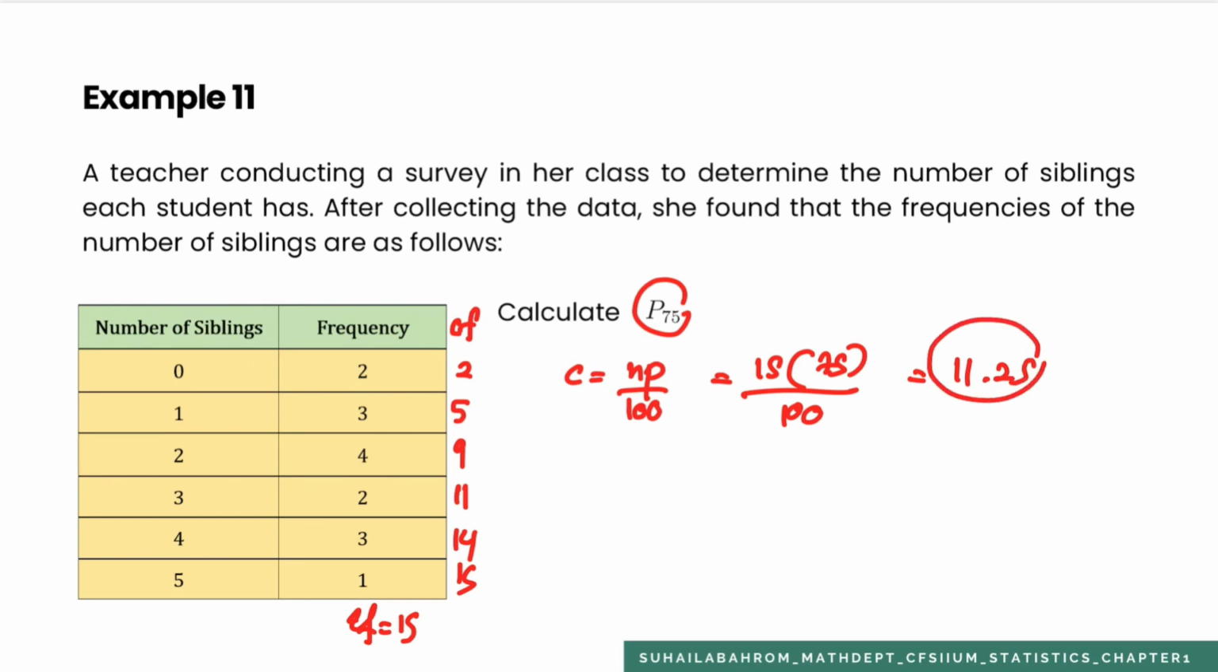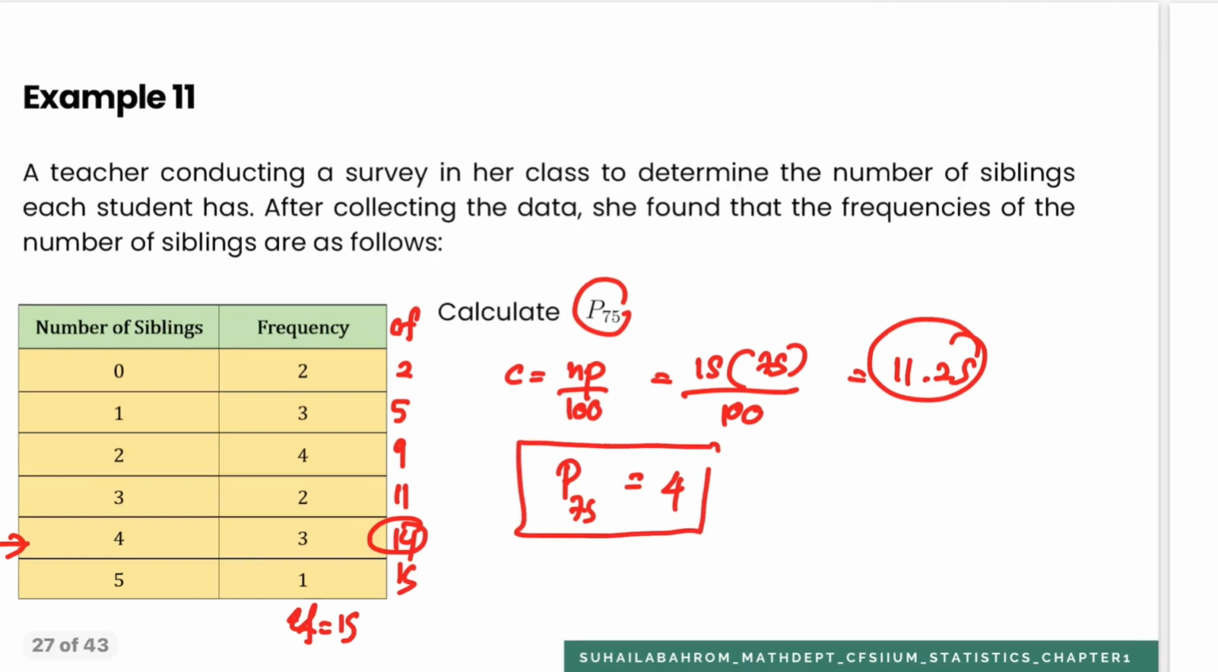So you have to refer to the cumulative frequency, the location for the 11.25. So it is located on the cumulative frequency of 14. Therefore, percentile 75 is equivalent to the number of siblings 4. This is how you write down the answer.